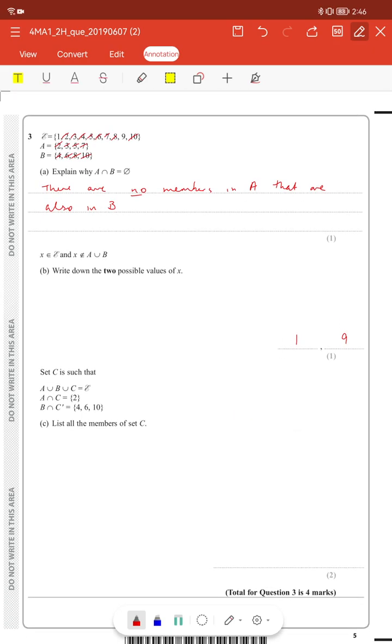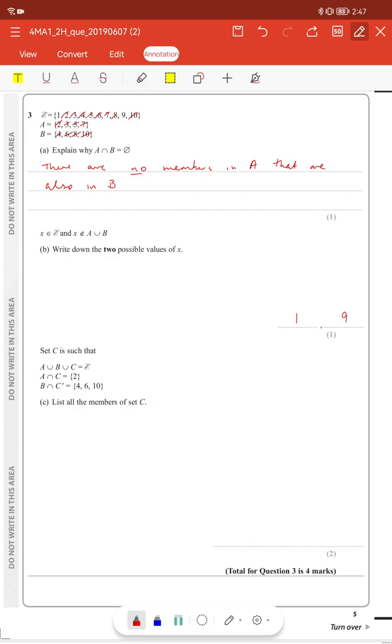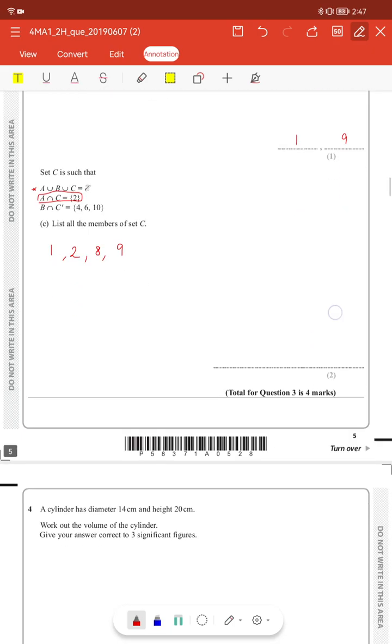C is such that A union B union C is the universal set. A and C is 2, B and not C is 4, 6, 10. So we know that C is going to have 2 from this. B and not C is 4, 6, and 10, so it has to have 8 as well. And the other numbers that it could be would be 1 and 9, because it has to fulfill the first rule as well, so it has to include all the other numbers.